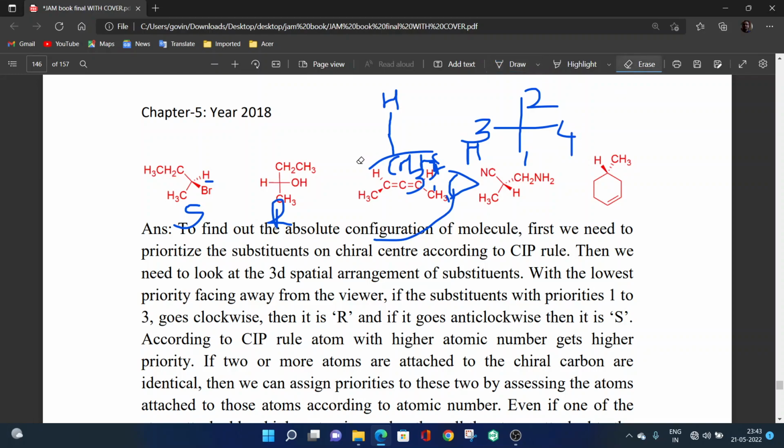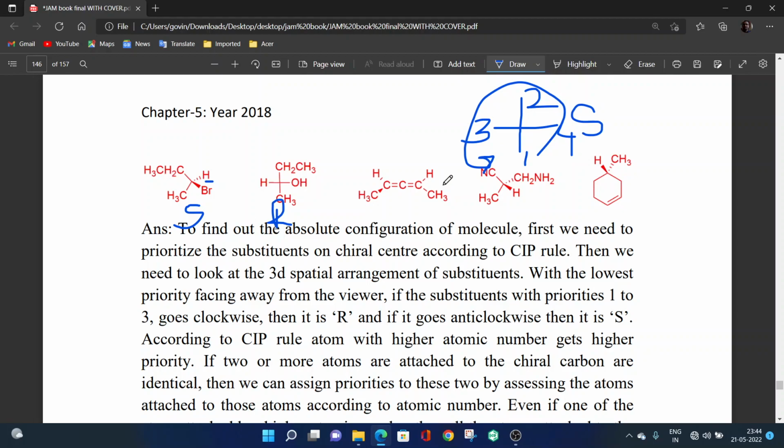I hope I did not confuse you much. I initially got a bit confused, but that is what it is. Now let us look at the spatial arrangement of 1, 2 and 3. 1, 2 and 3 is coming like this, like S. So it is S priority, fine.